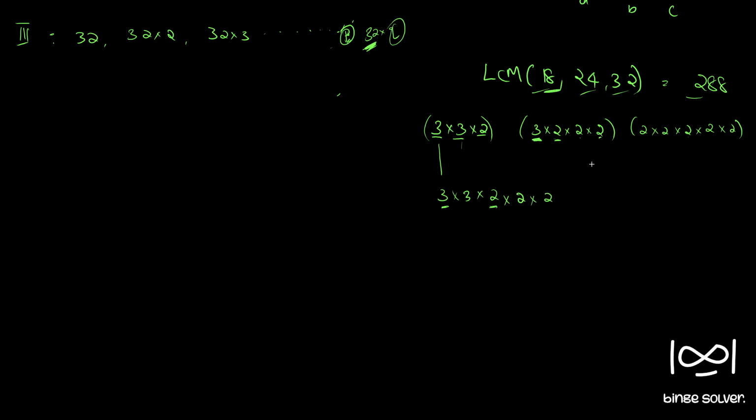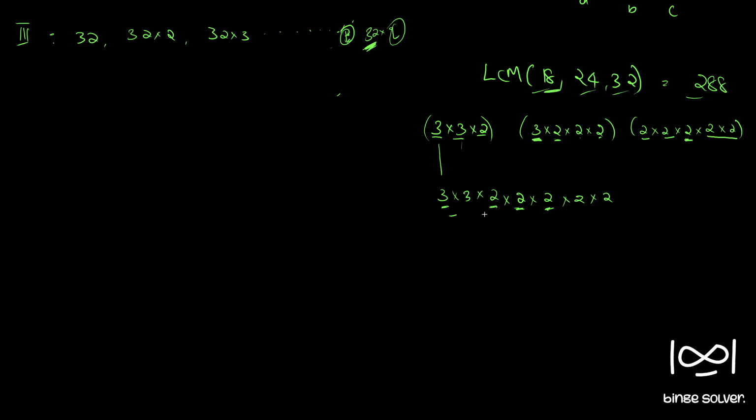So now when you go to this, 2 is already there, we skip. Another 2 is already there, we skip. Another 2 is already there, we skip. And there are 2 more 2's which we take. So 2 into 2. So this will be the LCM.